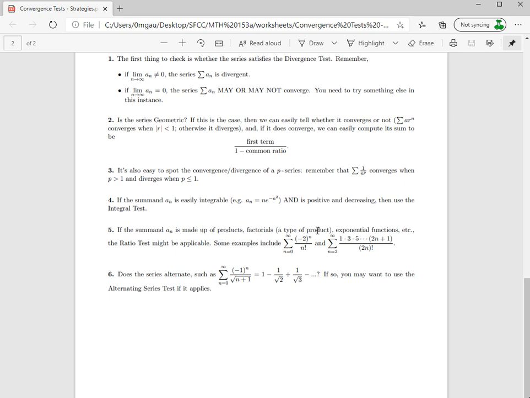Now what if the summand is made up of things like products, factorials, which really is a type of product, or exponential functions, stuff like 2 to the n? In that instance, the ratio test might be the way to go. The reason is that when you take ratios of products, factorials, exponential functions, these types of things, you get a whole bunch of cancellation, which is really nice. So you might want to consider using the ratio test. And then lastly, does the series alternate, like the series right here? If so, you may want to consider the alternating series test.